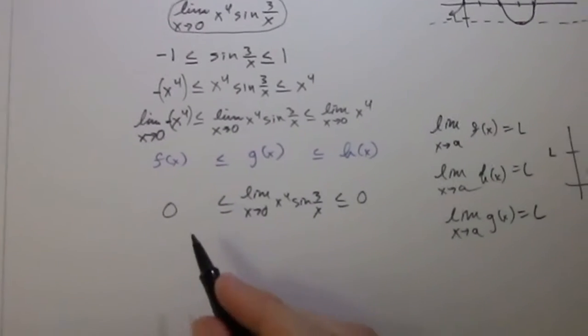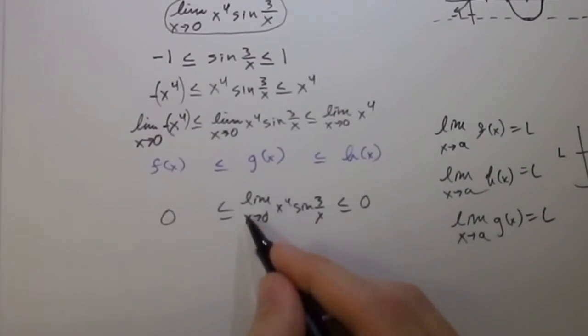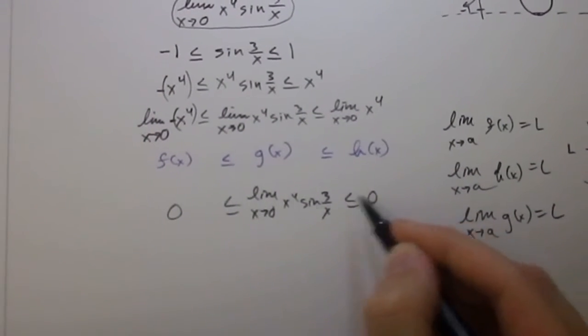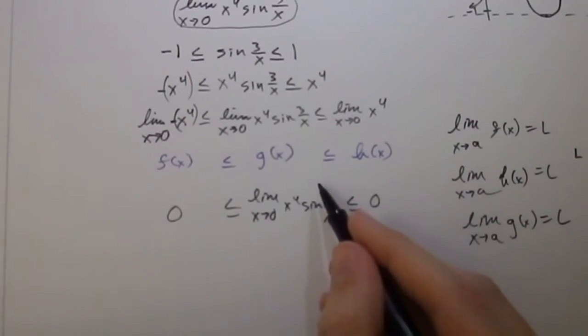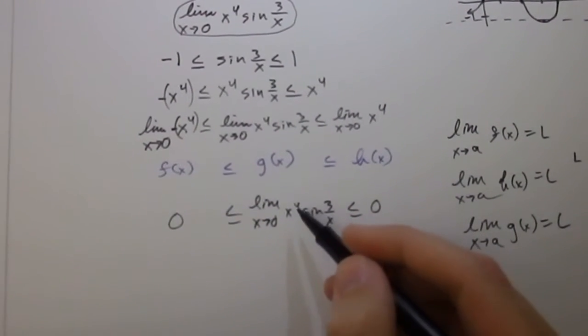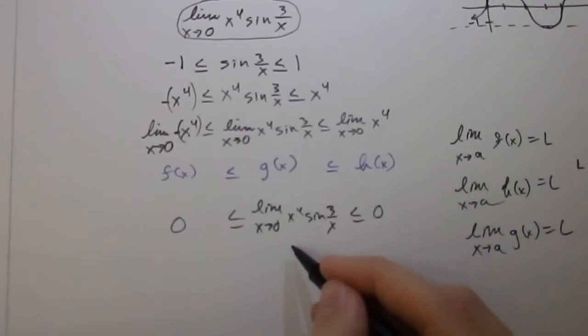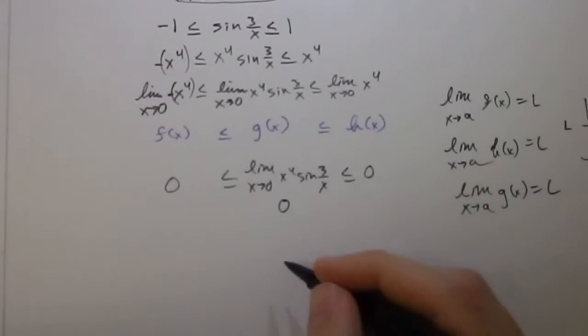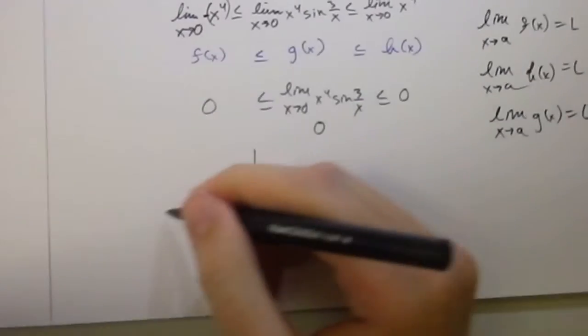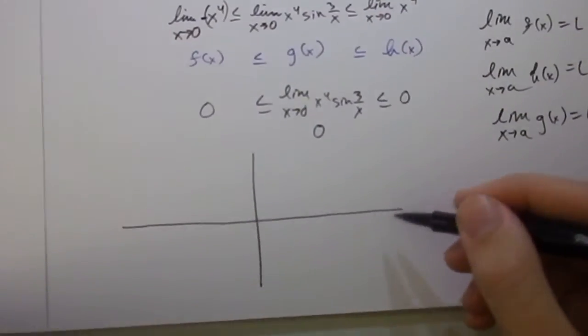So it says that the limit of this function as x approaches 0 is less than 0 and greater than 0 at the same time. The only option left, or the only thing it could be, is 0. Therefore, we have solved the limit. It is 0. And let's draw what this looks like right here.